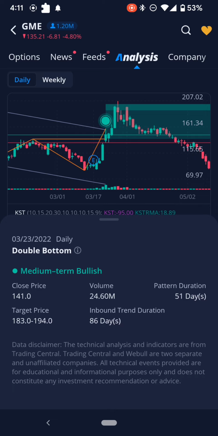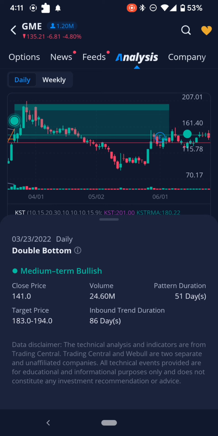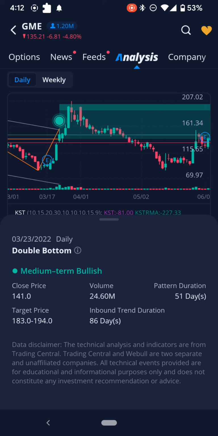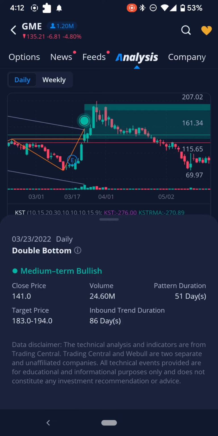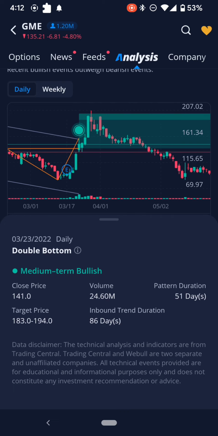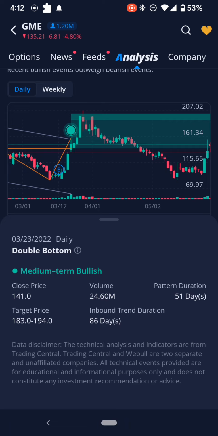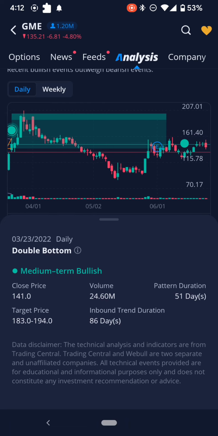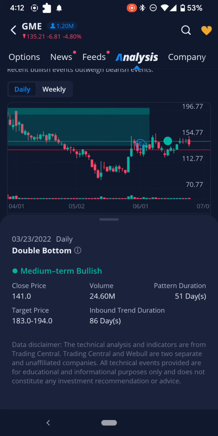And then from that green dot, it's saying inbound trend duration is 86 days, which I think is this whole green section. And then it also gives you a target price of 183 to 194, which was actually pretty spot on because this thing hit almost 200. But in good GME fashion, it didn't take 86 days like a normal momentum stock would. It took 3 days, and then it's been grinding down for those 86 days more or less until we had this little pinch up here.